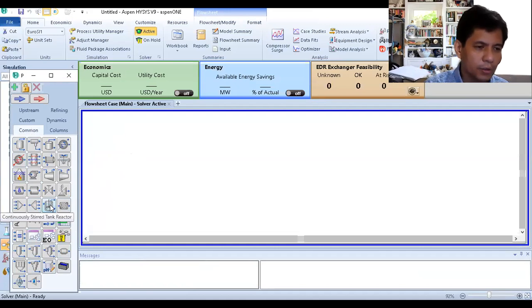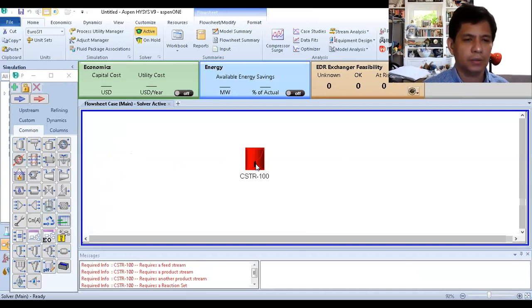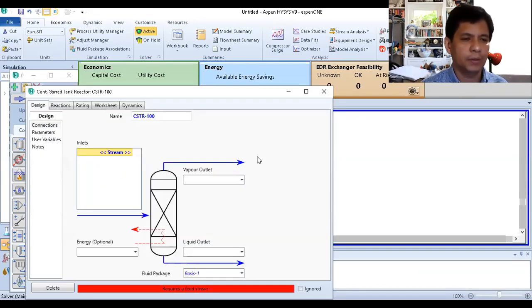Ito yung CSTR reactor. Okay, so just double click this para mapasok natin yung mga data. Pangalanan muna natin yung stream natin. So, feed muna. Yung feed natin ay yung cis-2-butene. You can name this as 1 para mabilis. Tapos, this is BOP, yung vapor product, and then this is your liquid product.